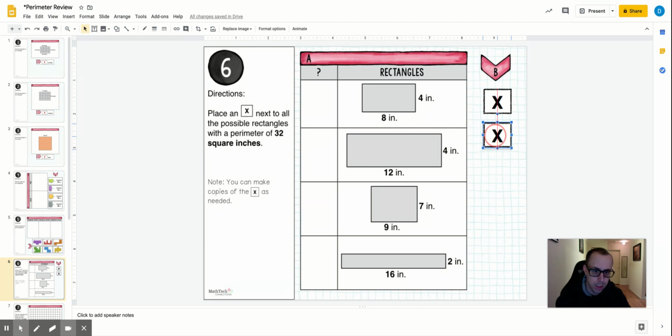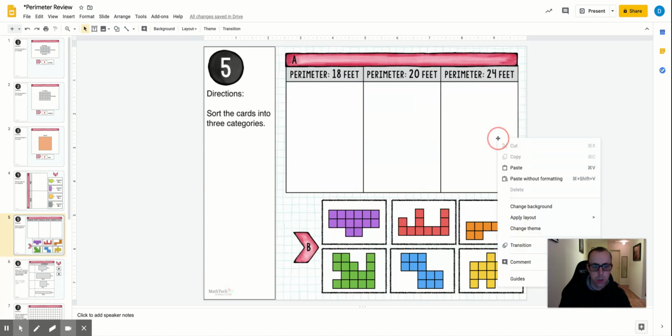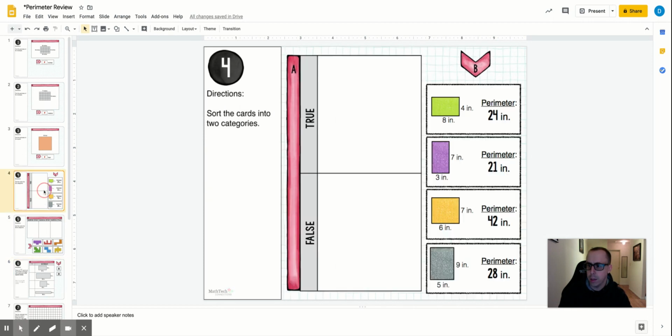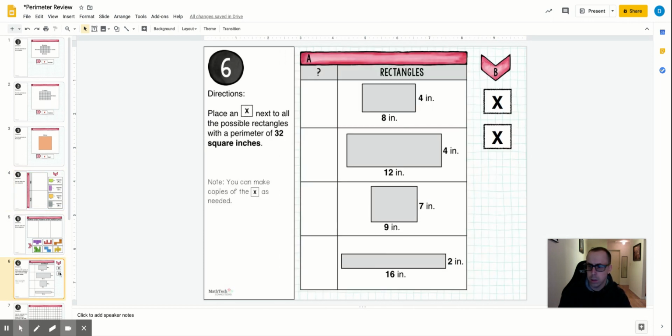Now there's two X's. Let me see here, actually. Let me go back. I'm going to copy this. Okay, you're going to have 3 X's. And the reason, actually, nope, just 2. You only need 2. There's 2 answers for that one. 2 answers for this one.